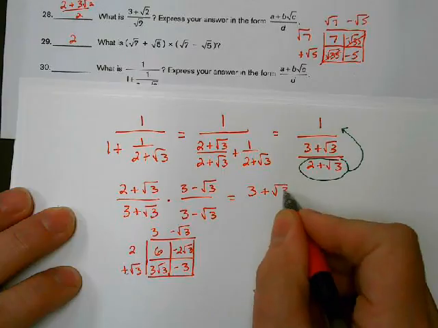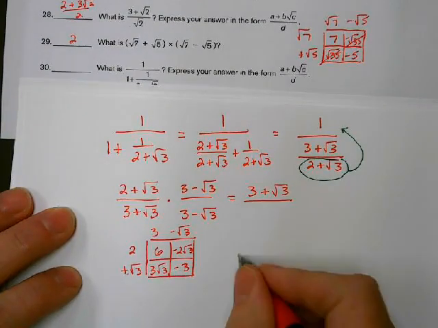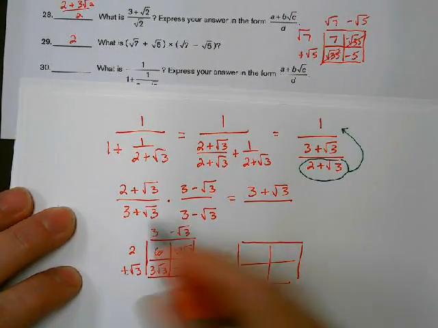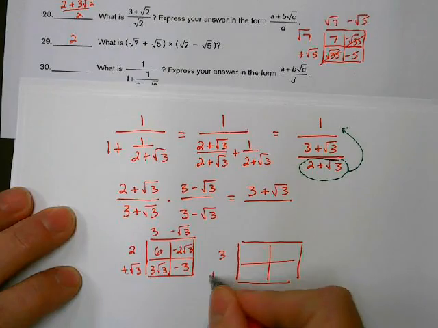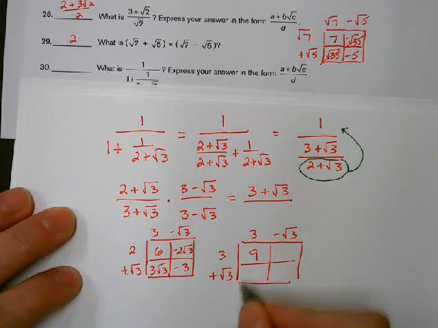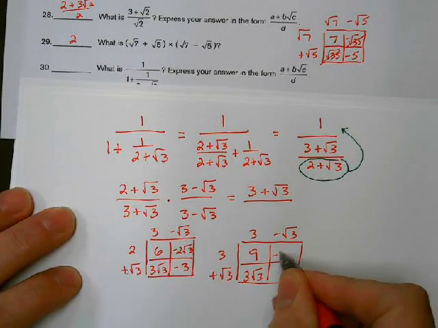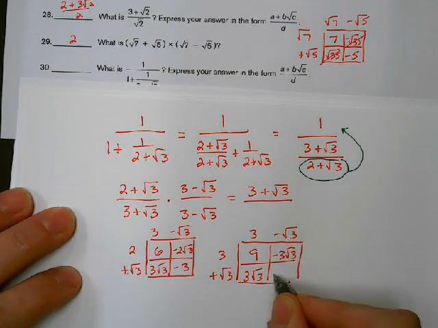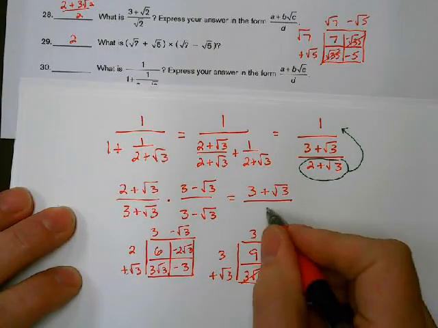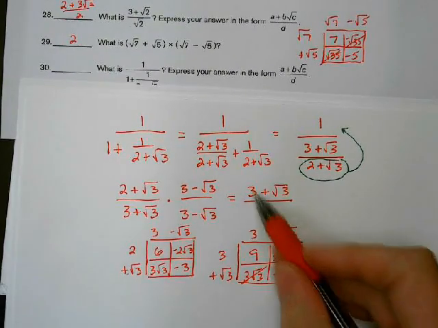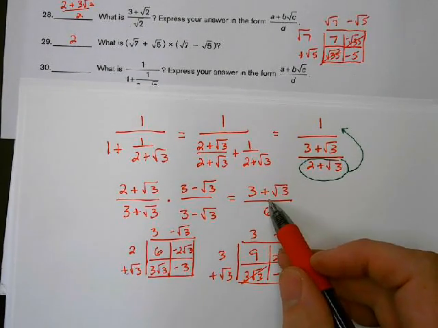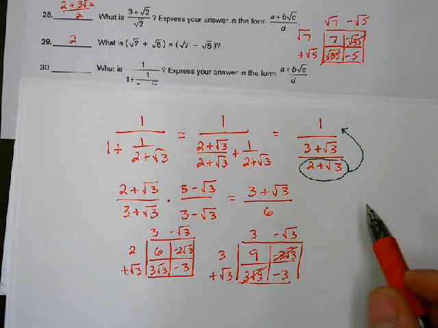In my denominator, this is the difference of two squares here, 3 plus root 3 times 3 minus root 3. We get 9, 3 root 3, negative 3 root 3, and negative 3. These cancel, and I'm left with 9 minus 3, which is 6. I can't reduce. The 3 and the 6 reduce, but the coefficient here is 1, and the 6 isn't going to reduce with that one. So my final answer is going to be 3 plus root 3 over 6.